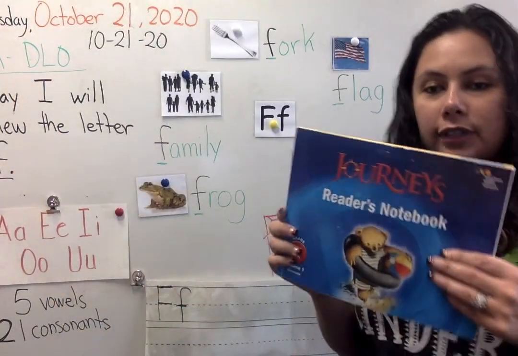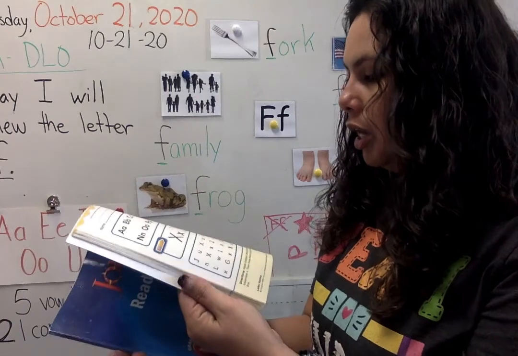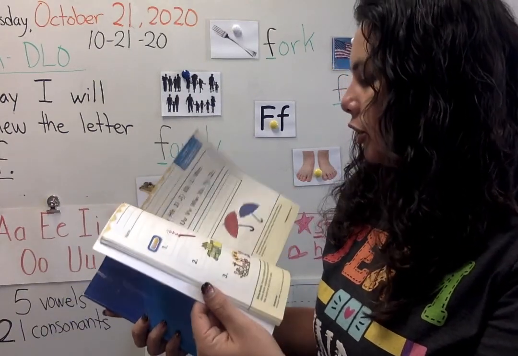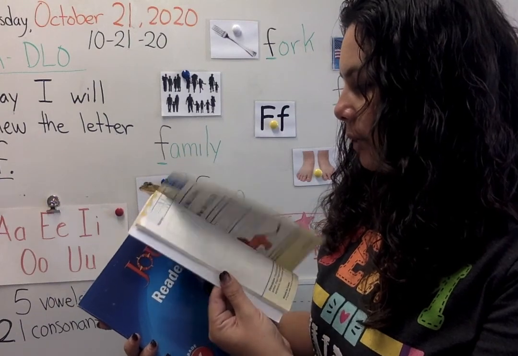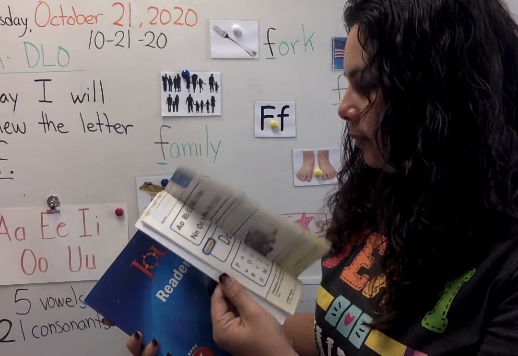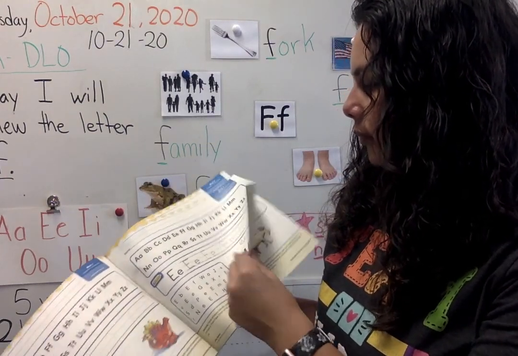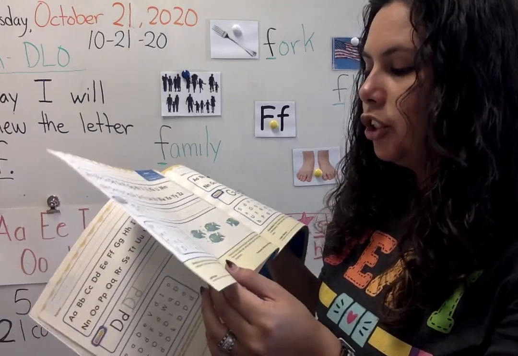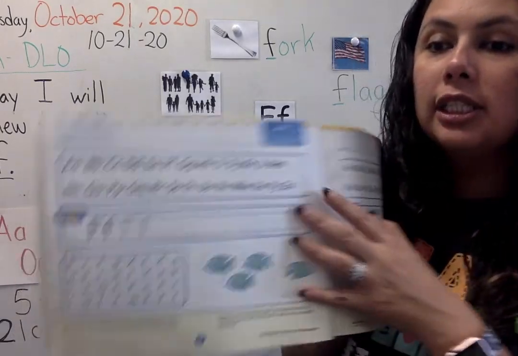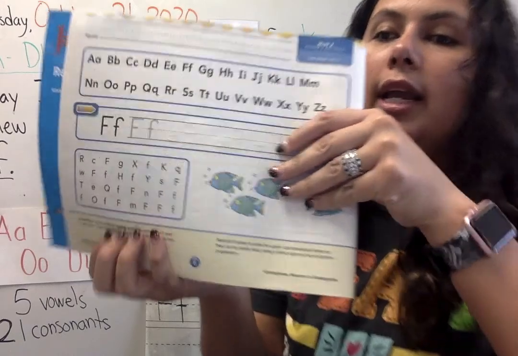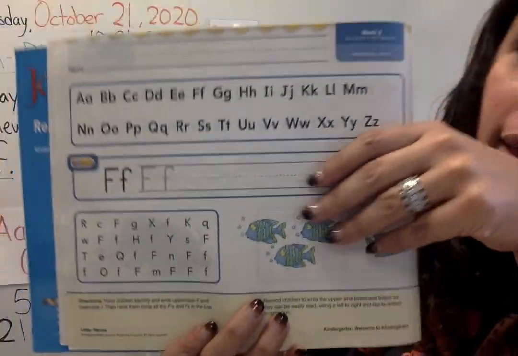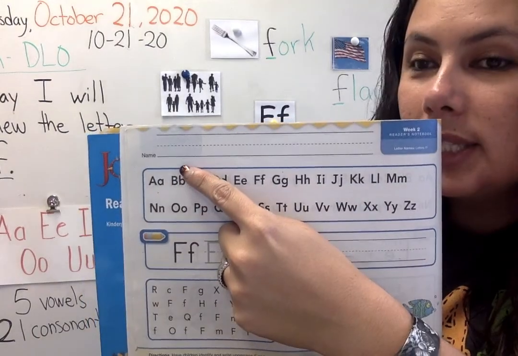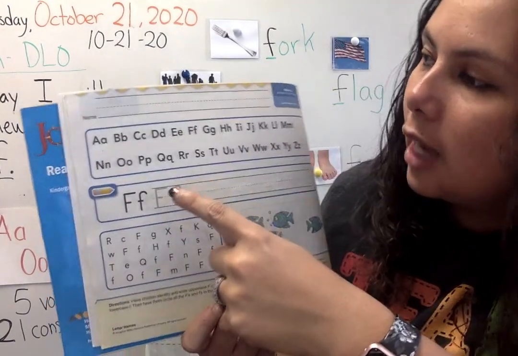Sorry, I had to walk away for a second. You're going to turn to find the letter F that we're reviewing today. So that will be on page WTK number 6. Okay, so it's right here. So this is the page number right there. First thing you do is always the same. You're going to write your name on top.